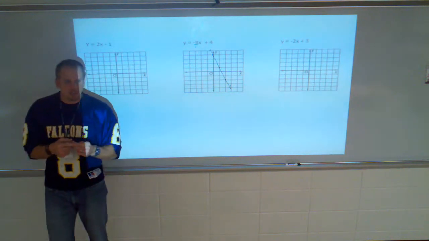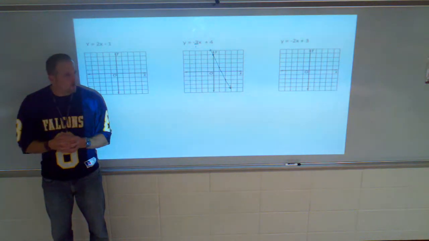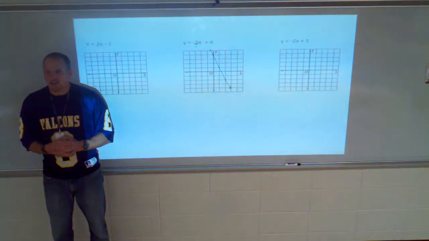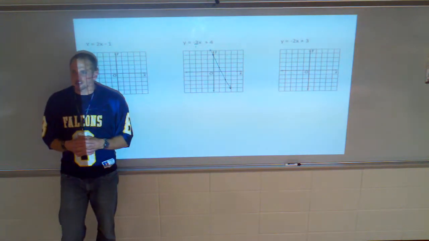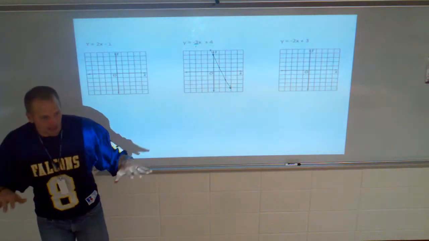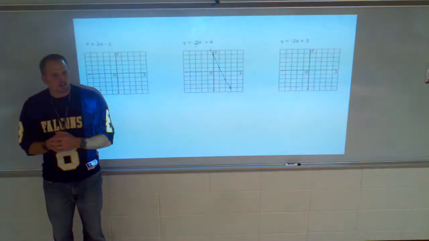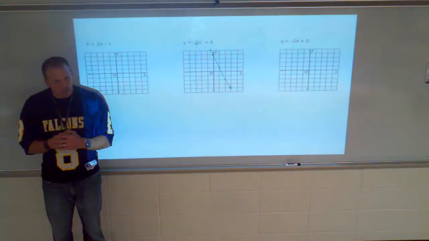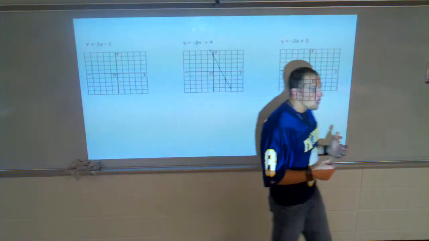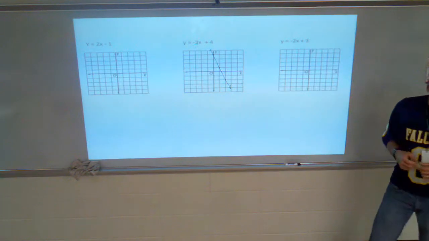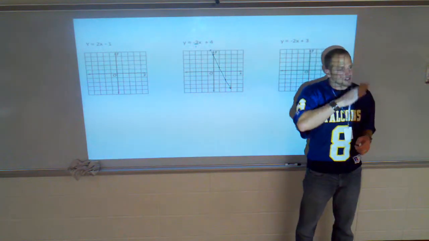Can anybody tell me, use different words? Up over over, yep. Explain to me what slope means. Slope is how blank a line is. How different? How different, yeah. Steep, that was the word I was looking for. Slope is the measure of the steepness of a line. Alright, so this slope determines how steep a line is.